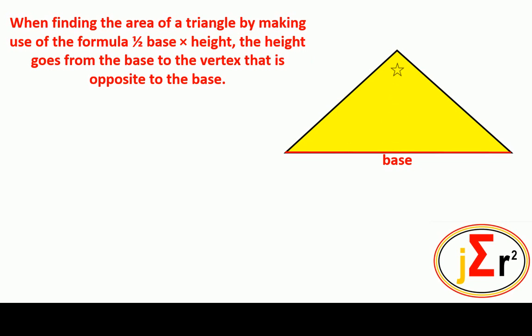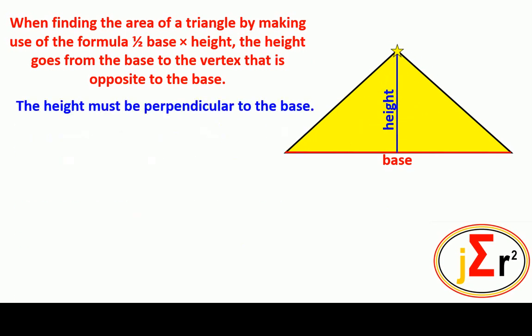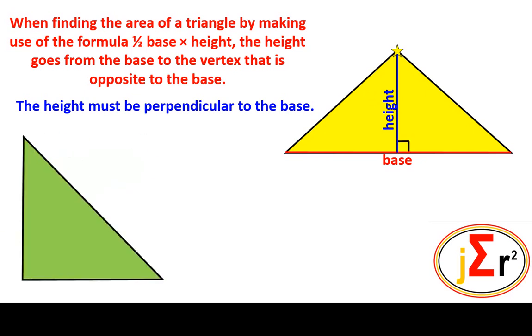From the base to the vertex opposite to the base. Not only that, there's your height. The height must be perpendicular to the base. In the end, the most important thing is that the height is perpendicular to the base. If that is not true, then we will never be able to find the area of the triangle. The height has to be perpendicular to the base.